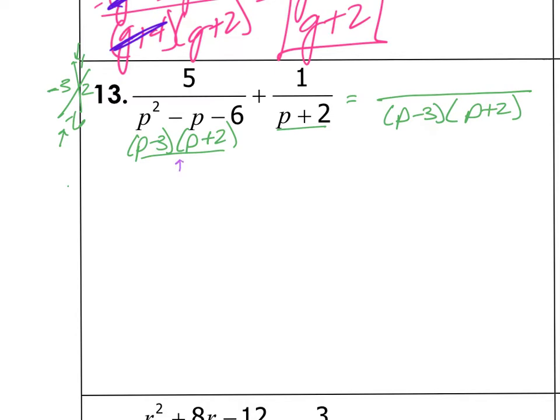What do I need to multiply to my common denominator? This one already meets my common denominator, so I'm going to multiply by 1. What do I need to multiply to this one? Well, that would be p minus 3. So p minus 3.